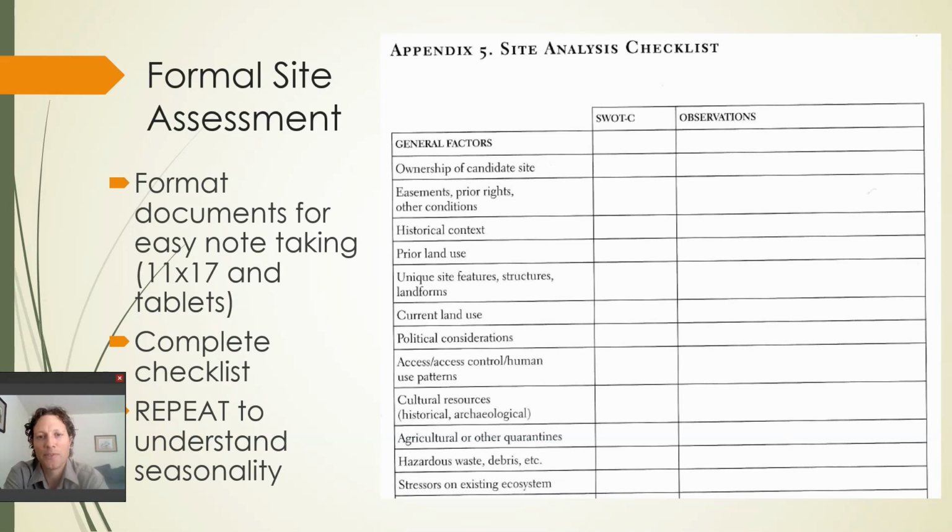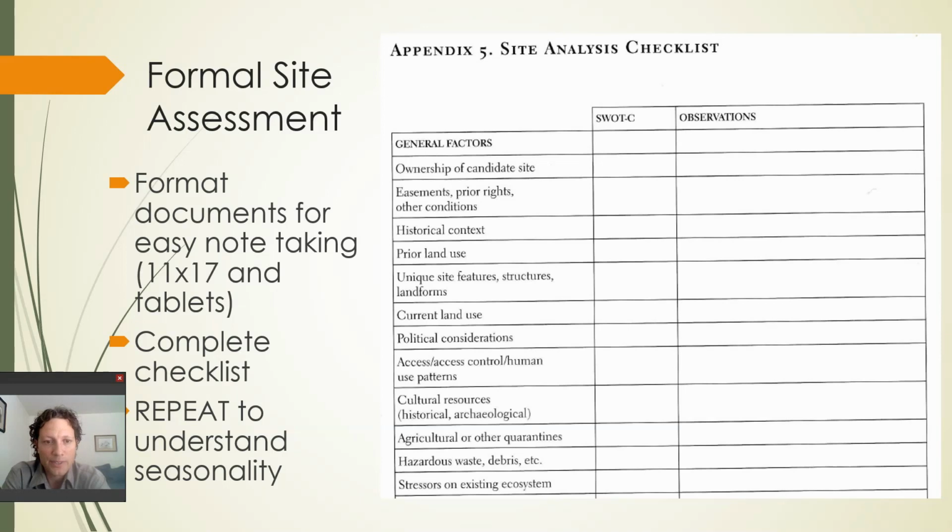All right, so if you're in the ground-based course, you'll be going out to a site later in the term and actually using this checklist. It's available in the back of your book. It's Appendix 5. And you'll be assessing a site for its restoration potential, and you'll go through this SWOT-C exercise.